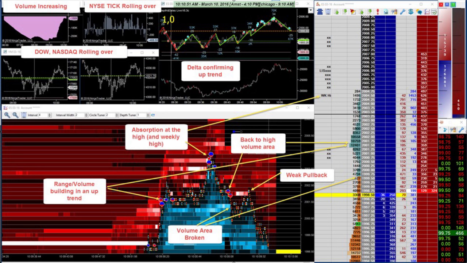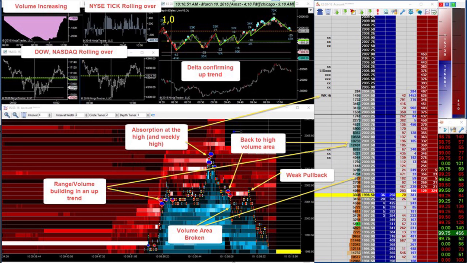So we've got this volume area. We've got some large size traded here. But the important thing is we never moved through that large size. We just basically milled around in that area. So in effect, we traded around the volume, not through it. And from a value trader's perspective, we basically found value here temporarily.